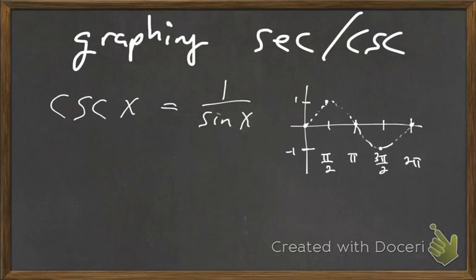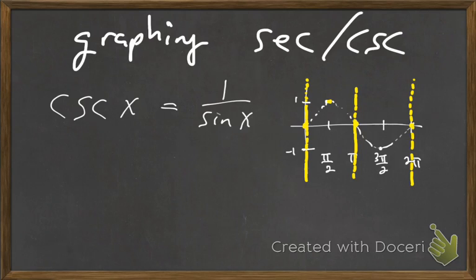Cosecant is 1 divided by the sine. So where the sine equals 0, that's right here at 0, at pi, at 2 pi. Where the sine of x equals 0, 1 divided by 0 can't happen. So those become vertical asymptotes. These are dotted lines. Then you want to think about what happens when we divide by the sine values.